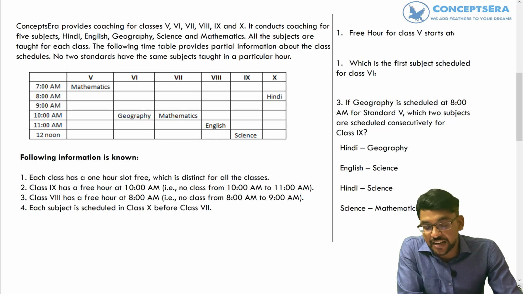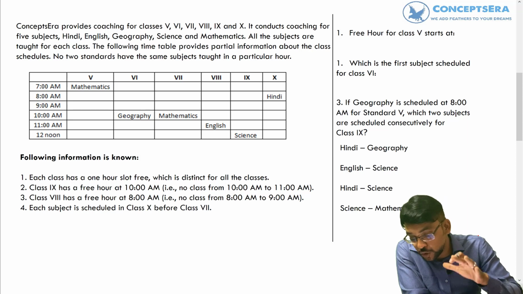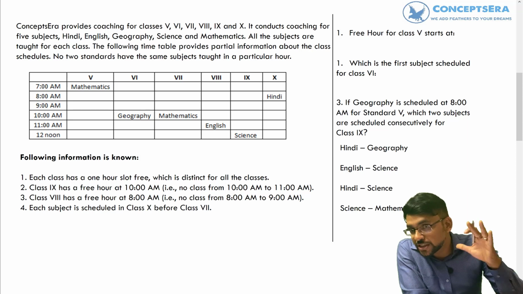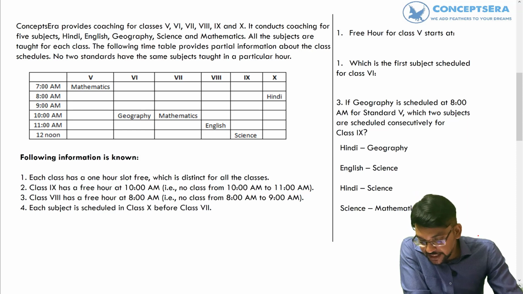So let's get started and try to understand what exactly is given to us in this caselet and how we are supposed to approach these kind of caselets. So if you look at this particular caselet, it says ConceptsEra provides coaching for classes 5th, 6th, 7th, 8th, 9th and 10th. And it is also given to us that it conducts coaching for 5 subjects. So in this particular coaching institute, you are going to learn only about 5 subjects, and those subjects are Hindi, English, Geography, Science and Mathematics.